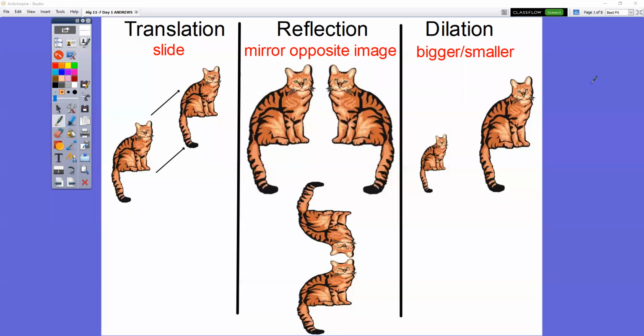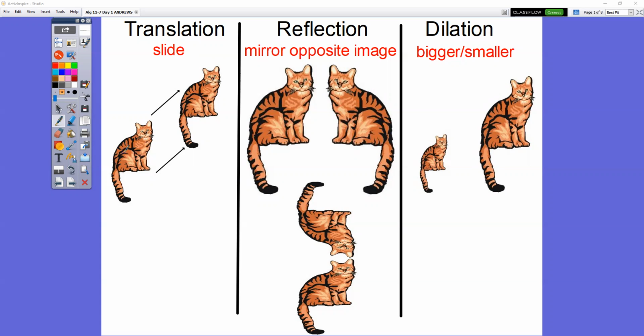This is the lesson for 11-7 day one. So what you're doing today, over the next couple days, is looking at three different kinds of what they call transformations. You're going to look at a translation. This is what we're doing today, where a picture slides from one place to another place.